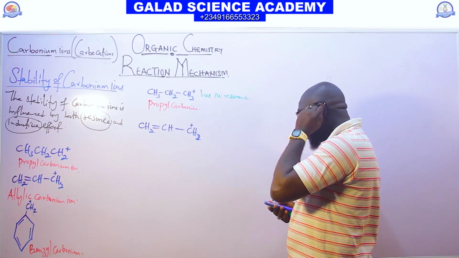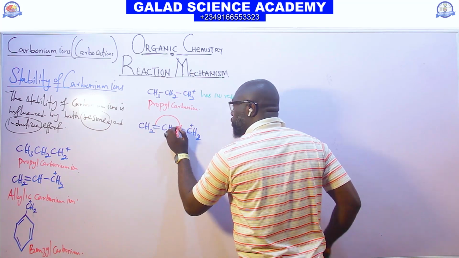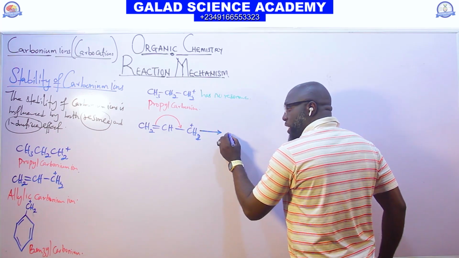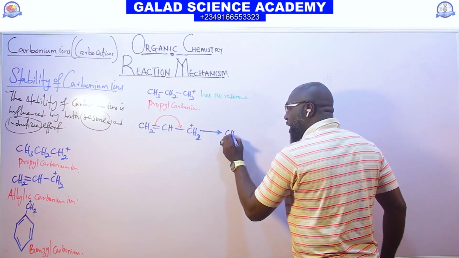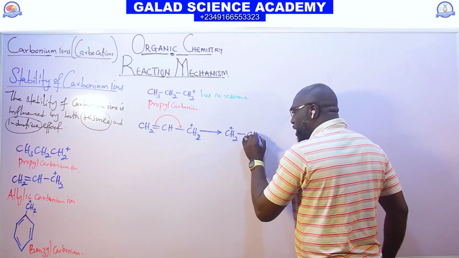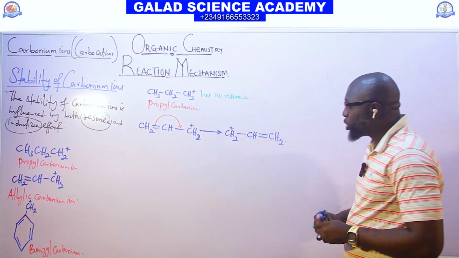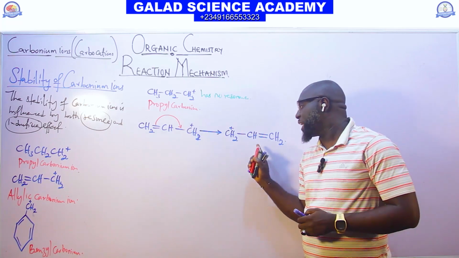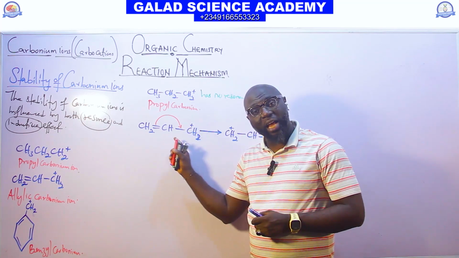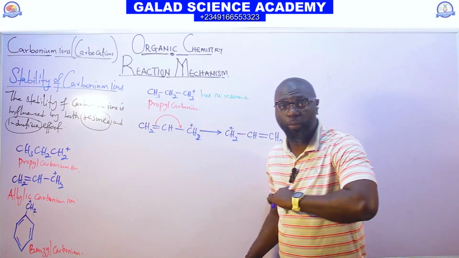This compound can undergo resonance by shifting this pi bond electron to this side. If we shift it to that side, what are we going to have? We will have this: the carbon that loses the pi bond becomes CH2 with a plus charge, and a double bond will exist here, CH. So because of the presence of one resonance structure, this carbonium ion becomes more stable than the propyl carbonium ion.